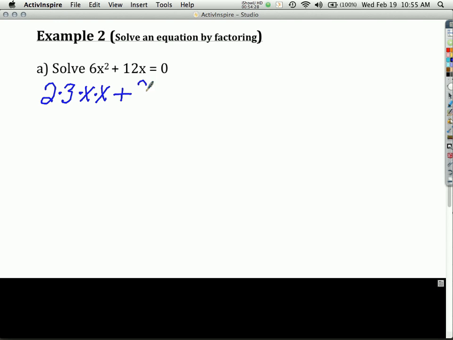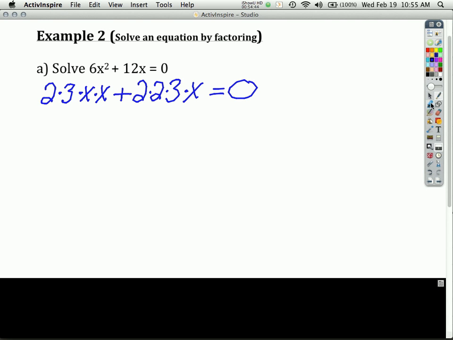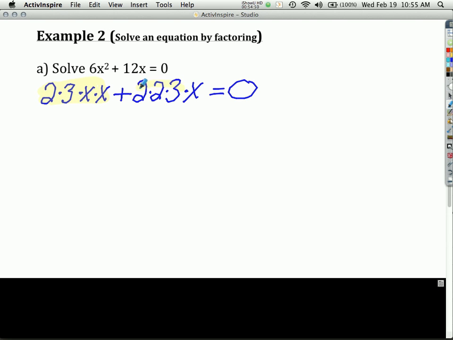Very good. 2 times 2 times 3. That's the 12 times the x. And then, of course, the whole thing is equal to 0. Now, look at both products. Look here. And look here. Find the factors that they have in common.